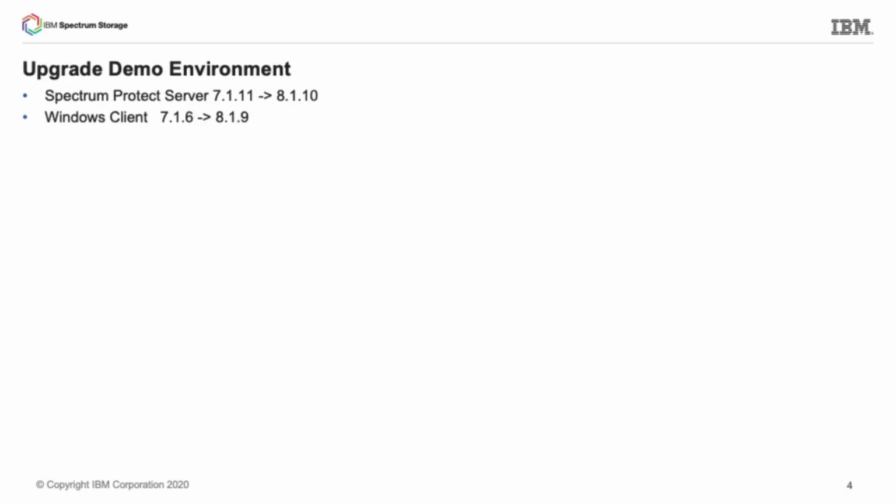Now what I'd like to do is do a demo of an upgrade. I'm going to upgrade a Spectrum Protect server from 7.1.11 to 8.1.10. So I'm going to go from 7 to 8. But I'm going to leave my Windows client initially at this older version with the unsupported protocol. I'll show you logging in, and I'll show you what the session security parameter looks like. And then we'll go ahead and upgrade the Windows client to version 8.1.9. And we'll take a look at the session security parameter again and see how things have changed once we logged in with the new client. So let's take a look at that now.